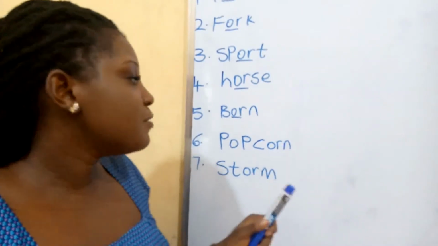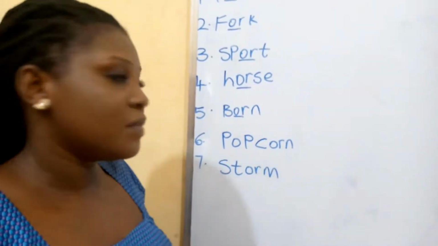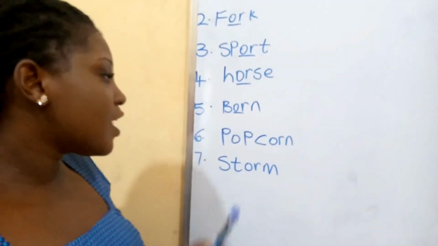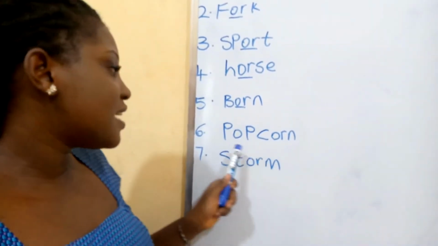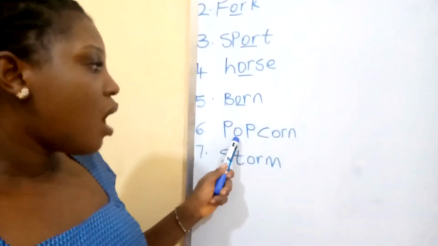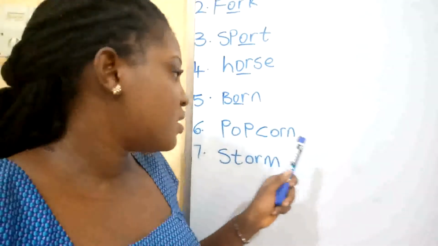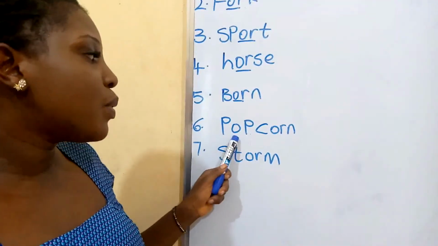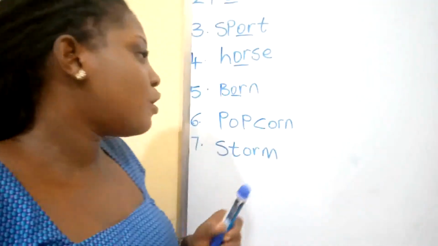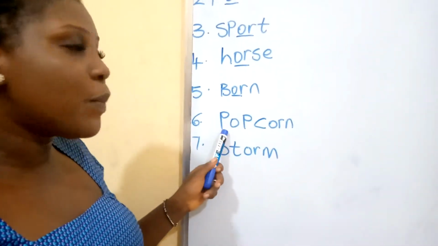Earn. Give us what? Corn. Corn. Okay, now let's join them together. Starting from here, it will give us what? Popcorn. Gives us what? Popcorn. Lovely. I believe we like popcorn.